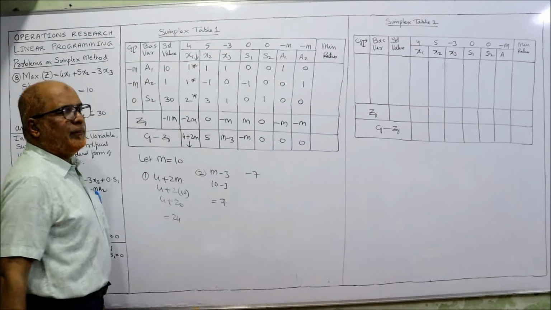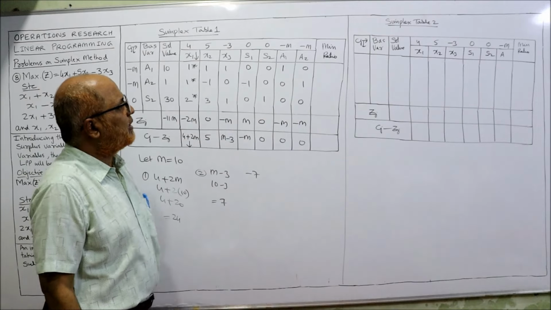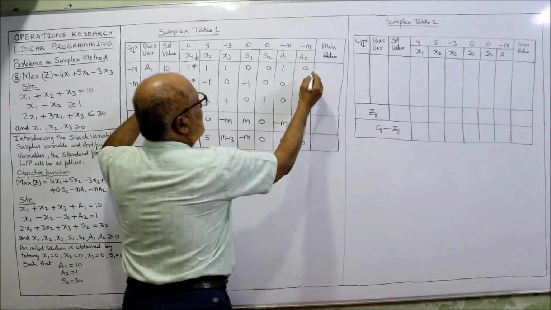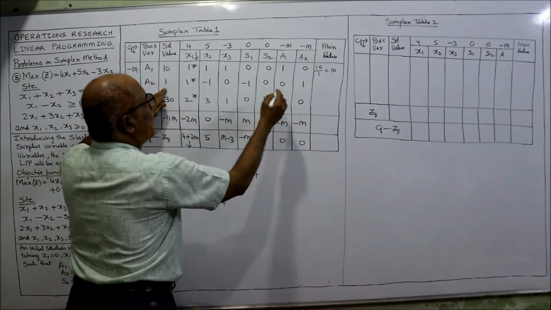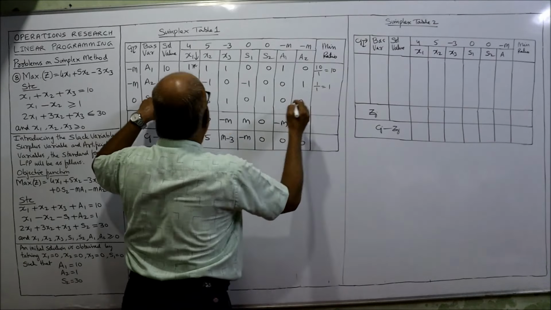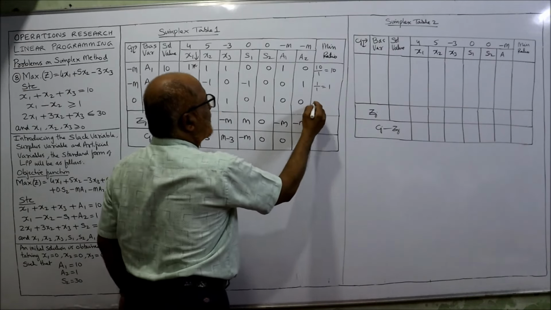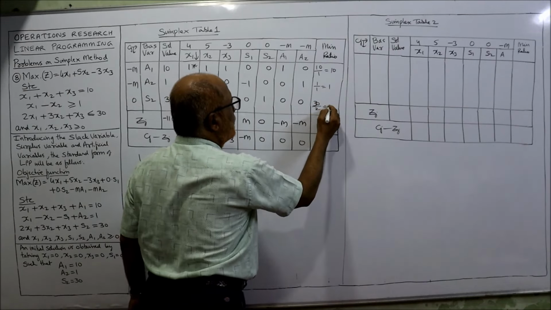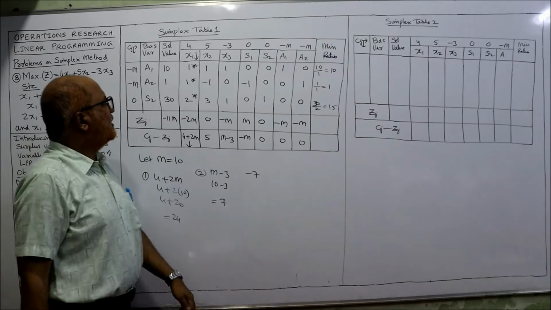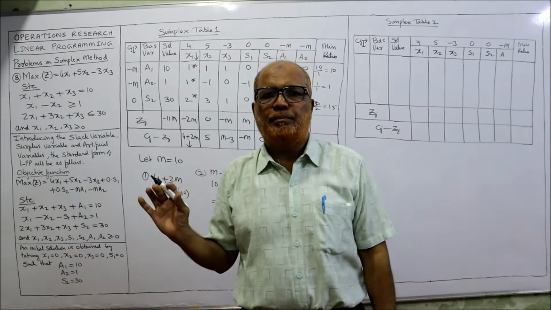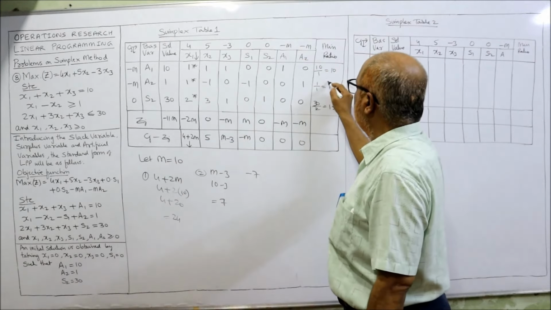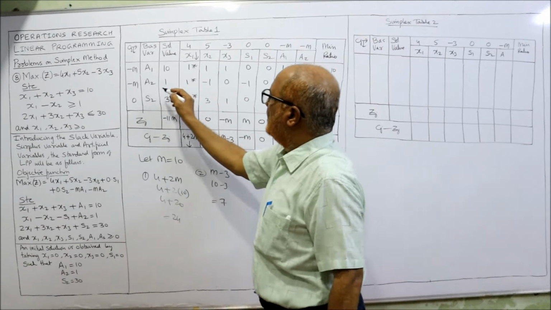Right? Now which will depart? It depends on the minimum ratio. What is the minimum ratio? 10 by 1 is equal to 10. Here 1 by 1 is equal to 1. Here 30 divided by 2 is equal to 15. Out of these three, the minimum ratio is 1. For which variable? a2.